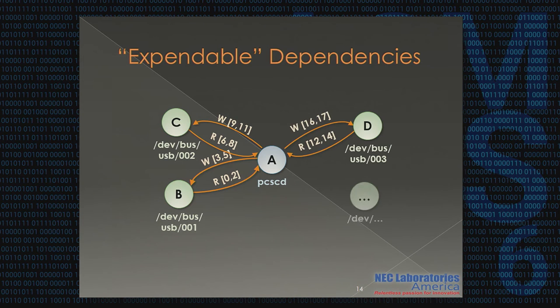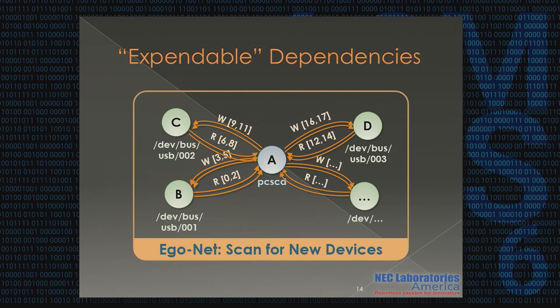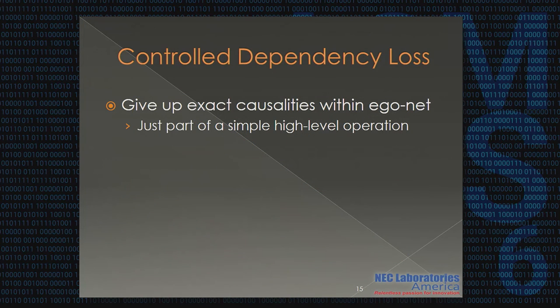And similarly, as another example, we have this process called pcscd, which performs read-write operations to many, many files inside the /dev file system. Again, this forms thousands or tens of thousands of dependencies which cannot be reduced losslessly. However, when we apply our EgoNet approach, we have this EgoNet, which can simply be described as a scan for new device. And this gives us some hint of how we deal with this kind of data.